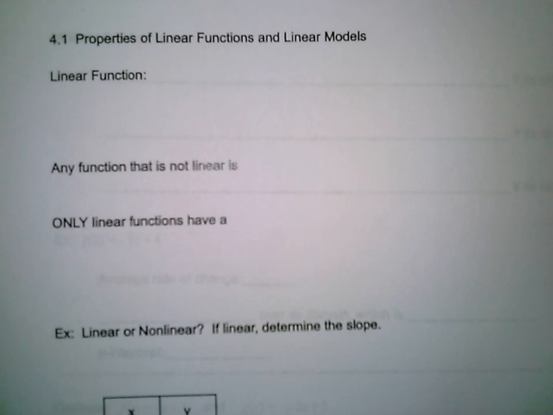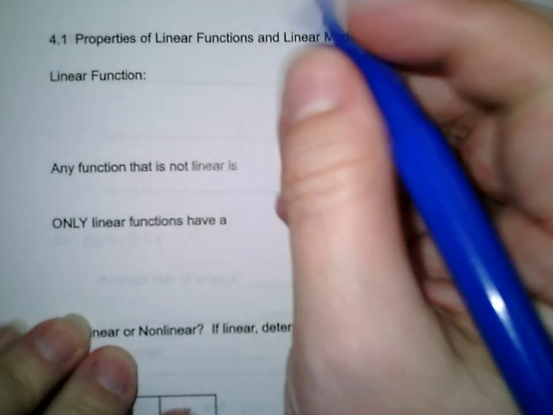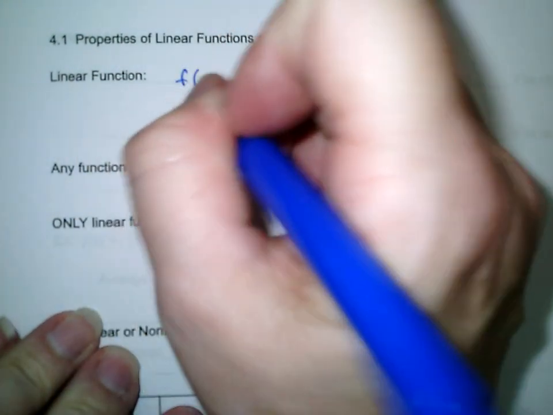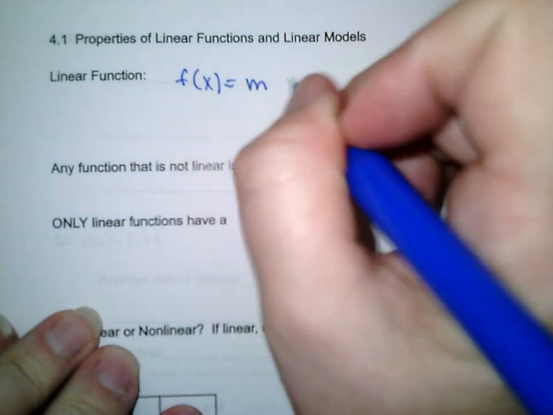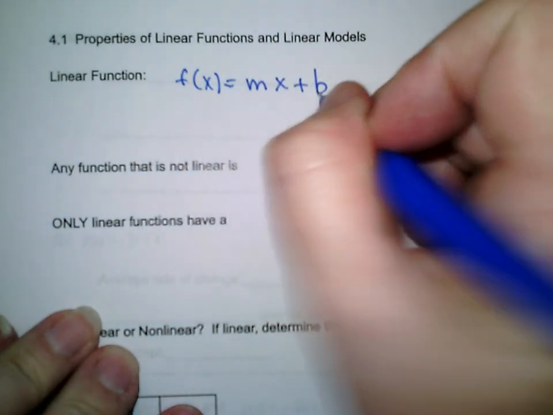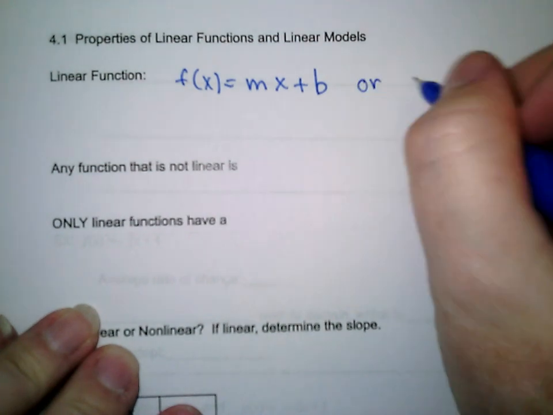Let's go ahead and get started on chapter 4. We are going to be talking about linear functions. So a linear function is a function whose graph is going to make the shape of a line. So we've studied these before. It won't be any great new surprise.